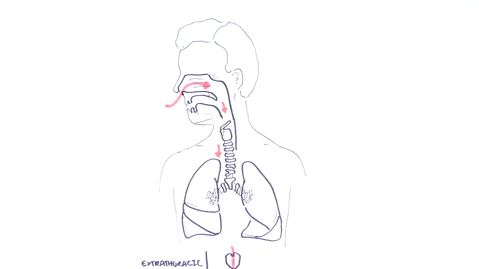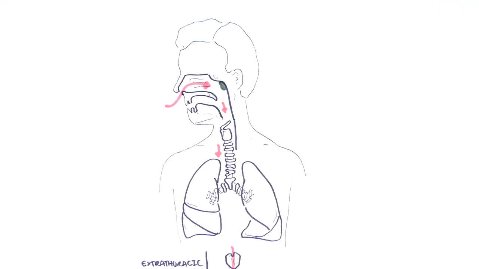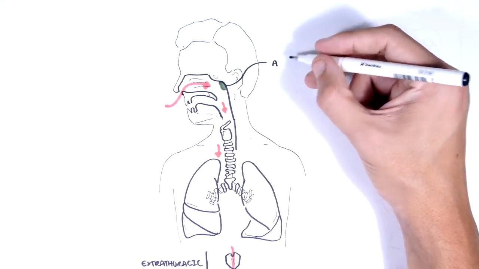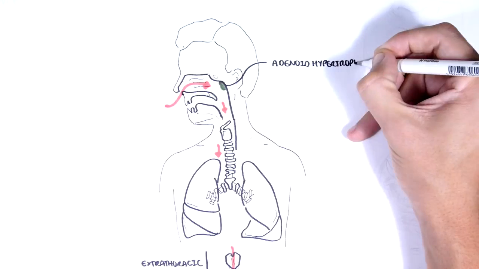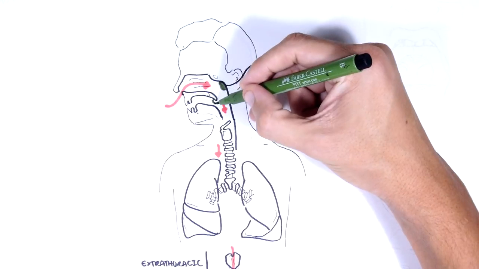Let's focus on the extrathoracic causes of stridor. Adenoids here is a lymphatic tissue that can become enlarged during an infection. Hypertrophy of the adenoids means potentially obstructing the airway, causing turbulent airflow, causing a stridor.